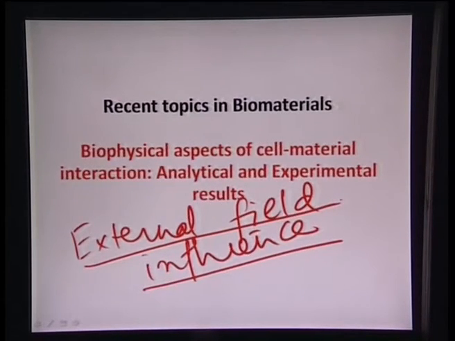influence the cell material interaction, and then it will be followed by a series of experimental results where I will be showing how the external magnetic field can potentially induce antibacterial or antimicrobial property in materials.